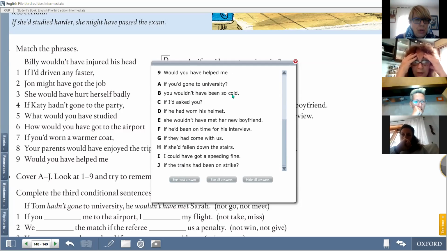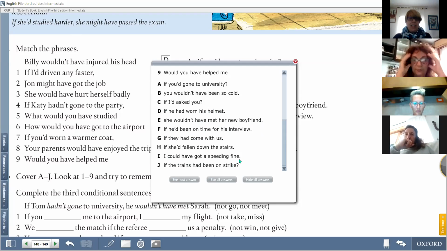If you'd gone to the university, you wouldn't have been so cold. If he had worn his helmet is already done. She wouldn't have met her new boyfriend. If he'd been on time for his interview, if they had come with us, if she'd fallen down the stairs. I could have got a speeding fine. Yeah, that's fine. That's all right.